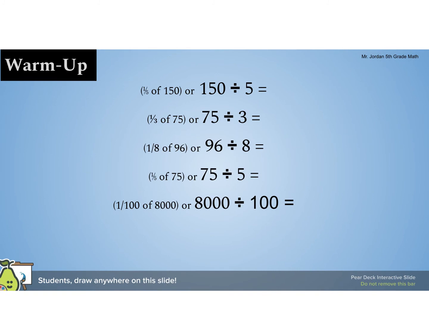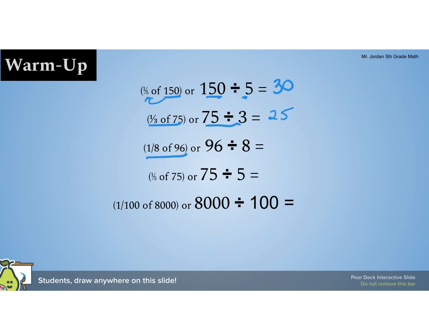So in order to get 1/5 of 150, you're simply going to divide 150 by 5. So this would be 150 divided by the denominator. 150 divided by 5 is 30. 1/3 of 75, so you go 75 divided by 3. I know that 60 divided by 3 is 20, so it would be 25.